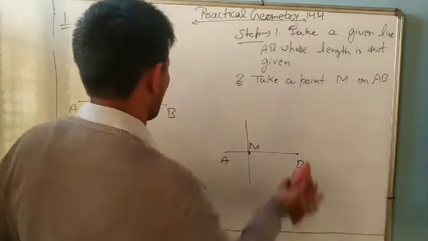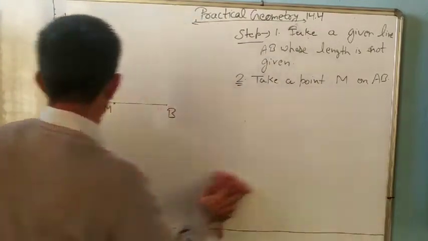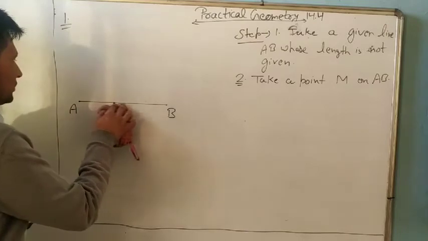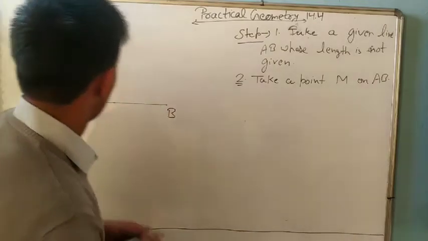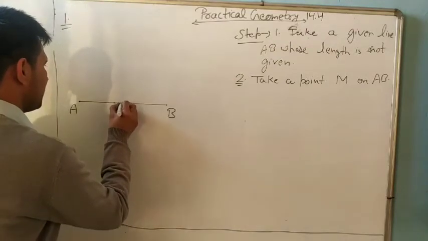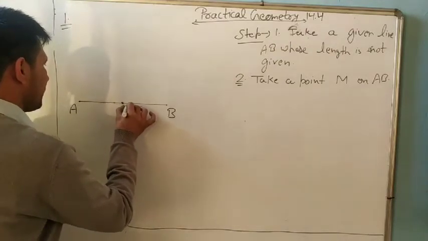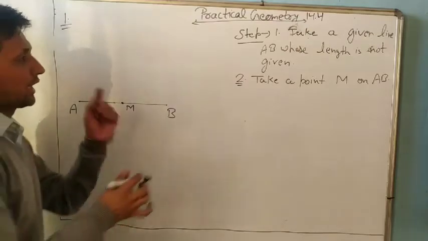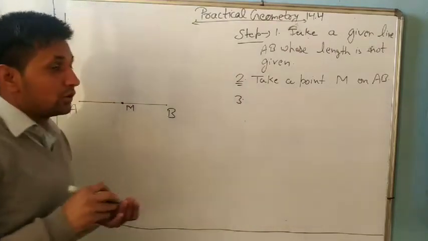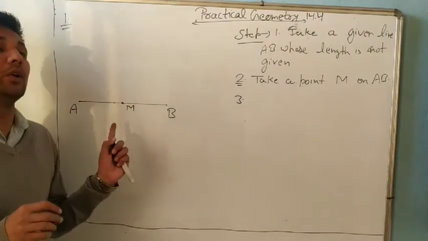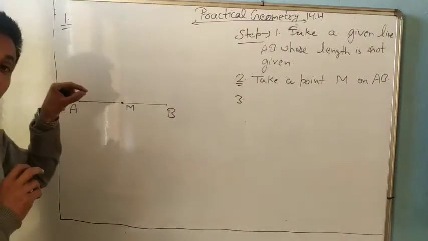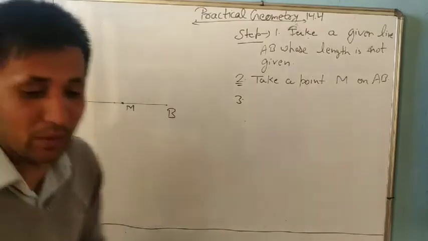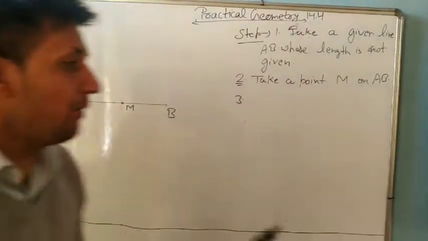So what will we do? Look, suppose I am taking this point M here. Suppose it is point M. This is the method when we want to draw a perpendicular when a point is given on the line. So third step, what will we do?